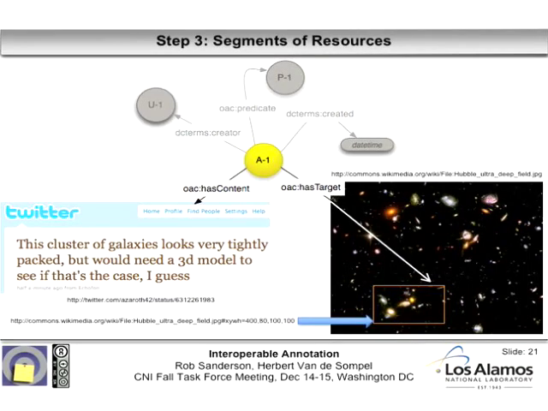So using this, we can then put that URI where we'd have just normally the URI for the Hubble image. So here's another tweet. You know, this cluster of galaxies looks very tightly packed. I guess we need a 3D model to be sure. And the target is instead this box here, if you can see the mouse, which would be perhaps 400, 80, 100, 100. So that fits quite nicely into our model. We don't have a problem with that.